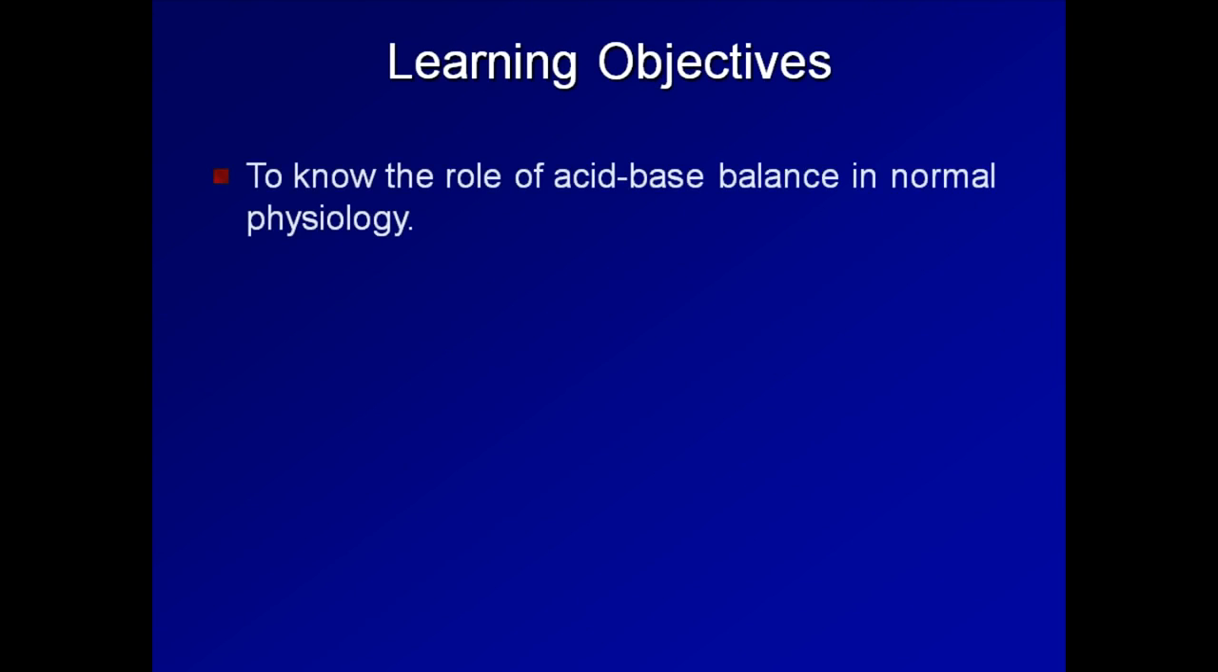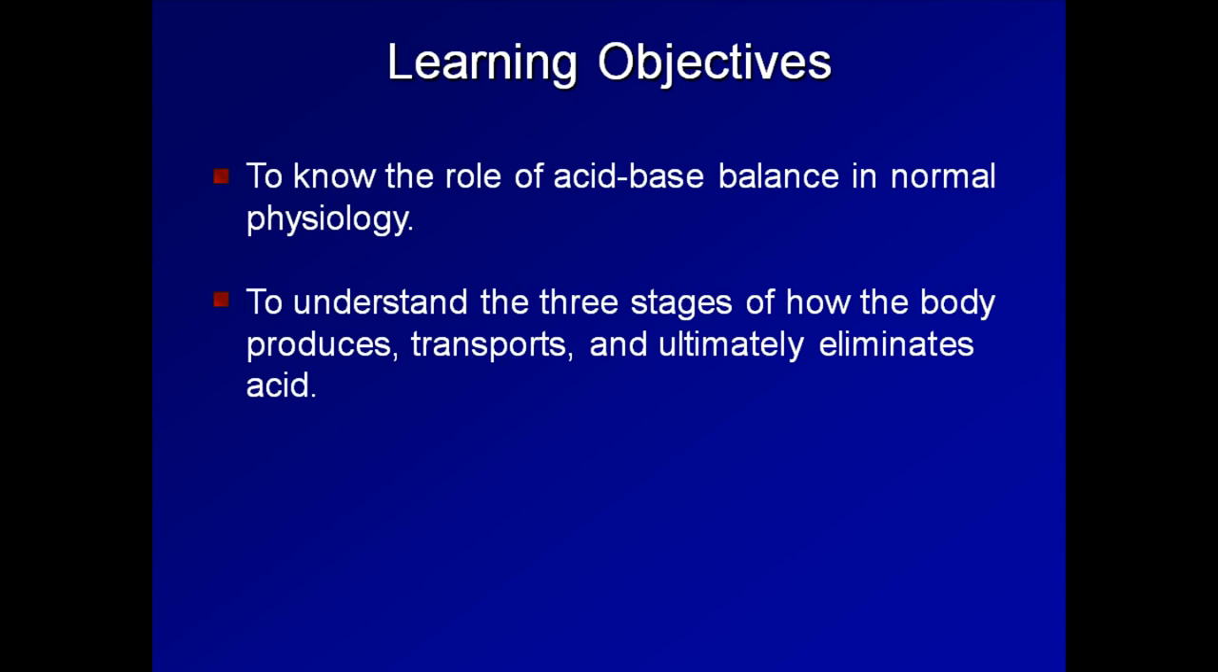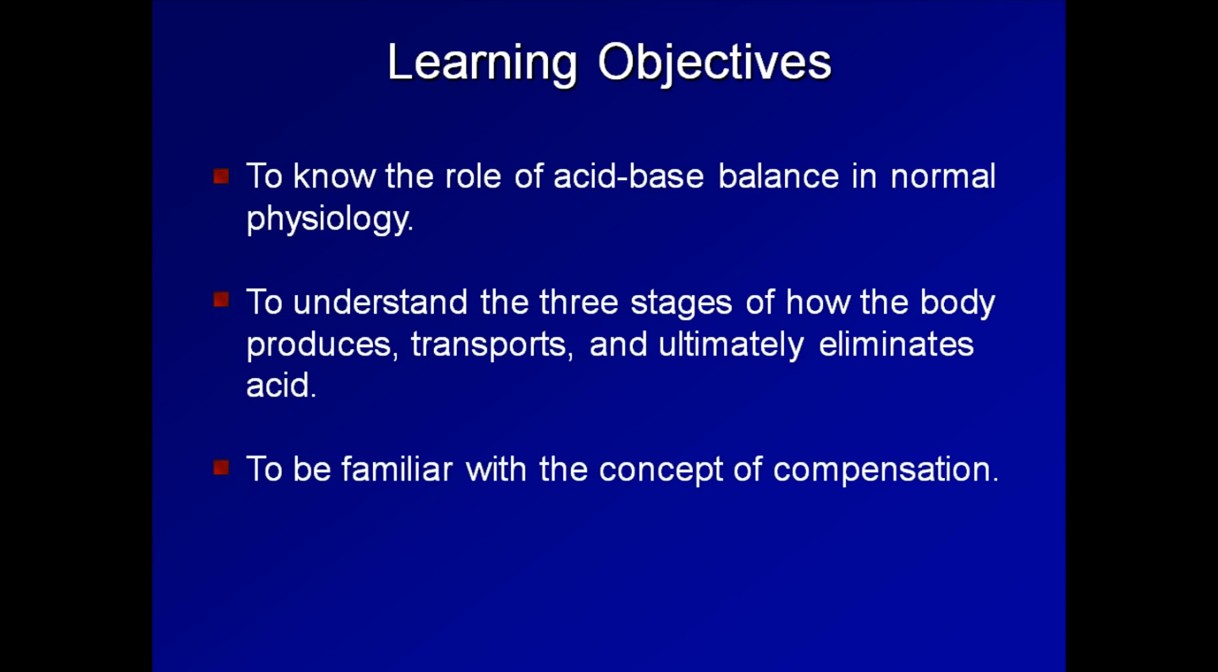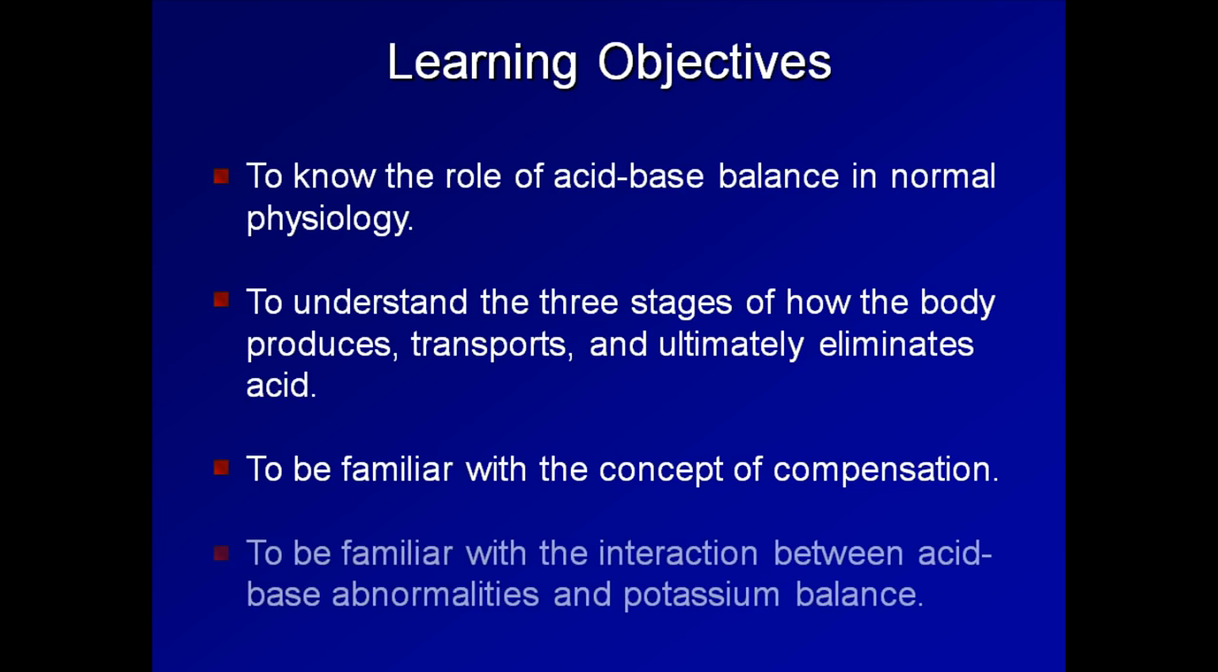The specific learning objectives of this talk are as follows. First, to know the role of acid-base balance in normal physiology. Second, to understand the three stages of how the body produces, transports, and ultimately eliminates acid. Next, to be familiar with the concept of compensation. And finally, to be familiar with the interaction between acid-base abnormalities and potassium balance.